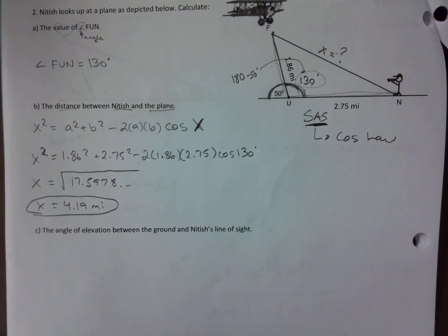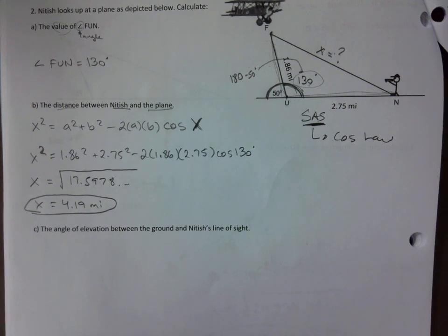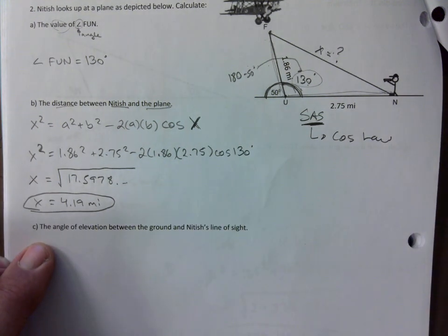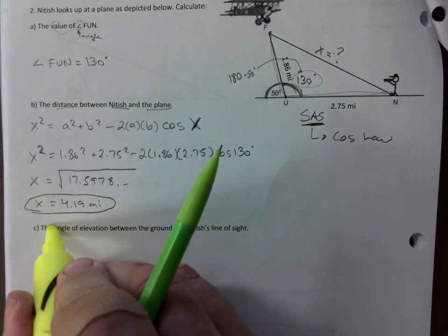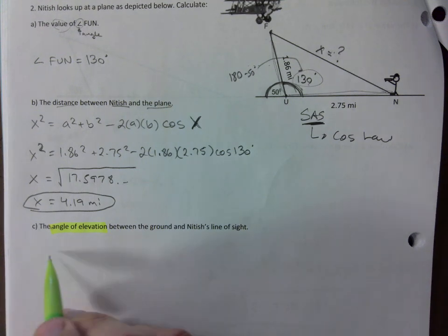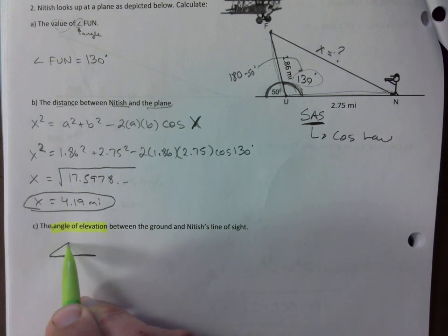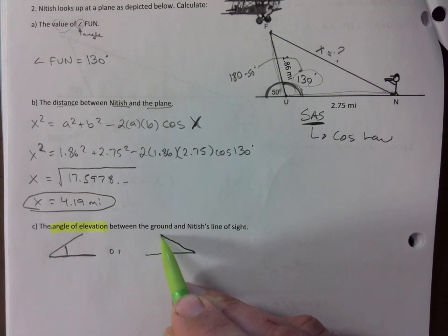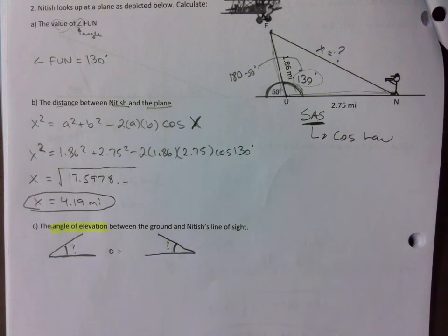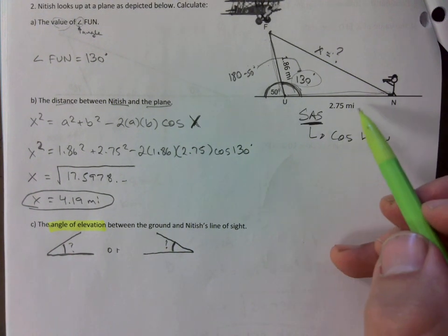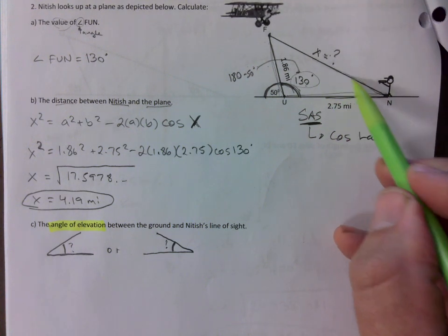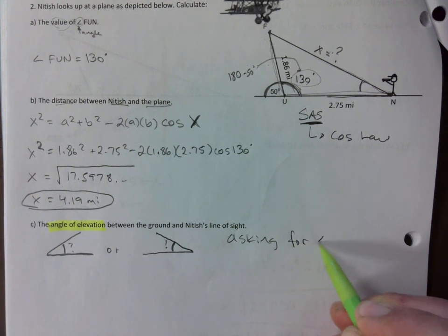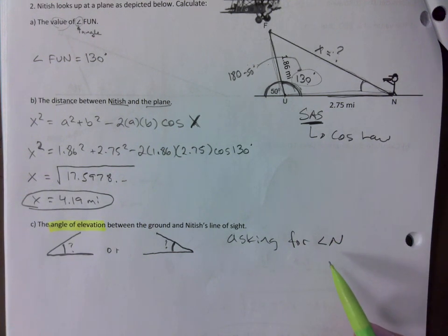There is no other choice but to use cosine law. And at the beginning, there is no choice but to pick one. Now, it says calculate the angle of elevation. That is not just a random word. You should recognize what that means. Angle of elevation is always between a horizontal and the line going up. It's asking for this, or it could be facing the other way, right? It's asking for that angle right there. So in this case, between the ground and the line of sight. So it's asking for angle N. That's what this question is referring to.